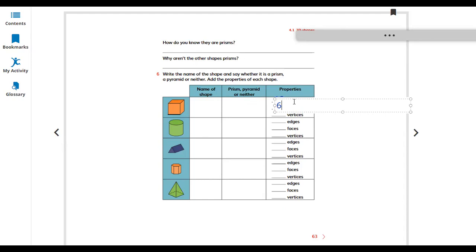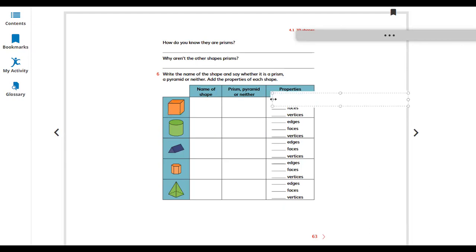And vertex, the corner. One, two, this one, two, this one, three, and four. Four on the front and four on the back. So in total we have eight corners, four on the front, four on the back.